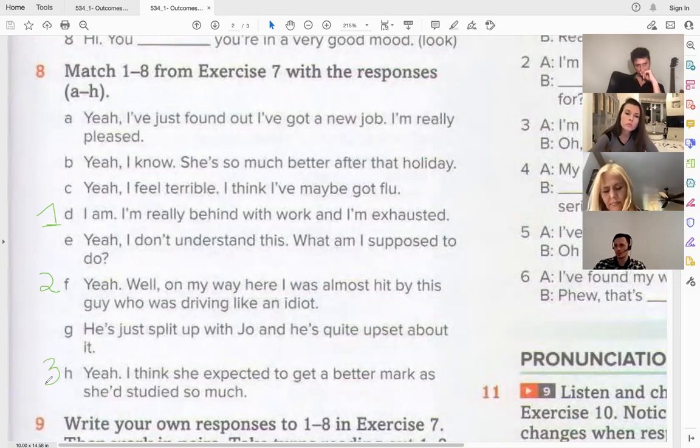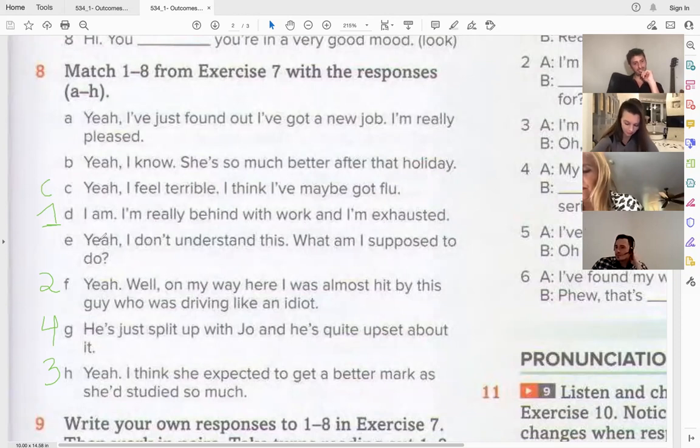Good. Okay, Emily. Is Mike all right? He seems a bit down. And here it's G. He's just split up with Joe, and he's quite upset about it. That's right. Okay. Back to Ara. Are you okay? You sound like you got a cold. Letter C. Yeah, I feel terrible. I think I maybe got flu. Yes, that maybe got flu.